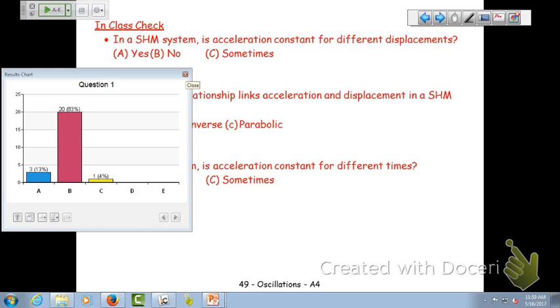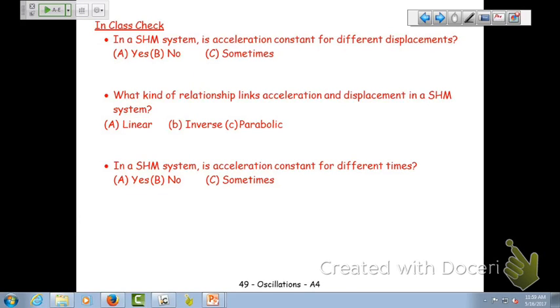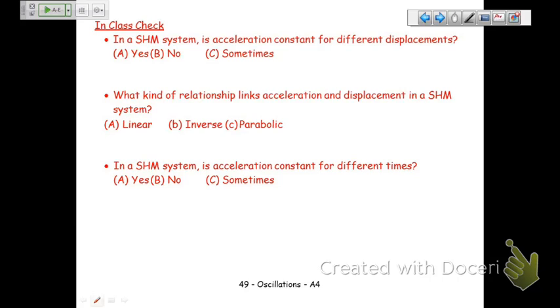What is the answer? Well, if we think about it, what we said was, I've got to go down here again. That is so annoying. Excuse me one second, I've got to go and find my pen. There we go. So what we said was A was equal to minus K over M times X. I think that's what the equation said.